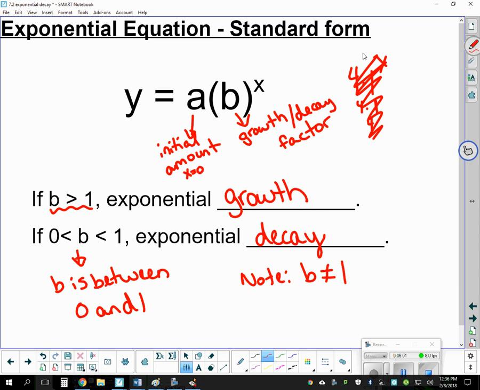So for numbers greater than 1, it's exponential growth. And for numbers between 0 and 1, it is decay. So we're talking what here? We're talking fractions, decimals, less than 1. B also is not negative. It's not going to be exactly 0. It's not going to be negative, and it's not going to be exactly 1.